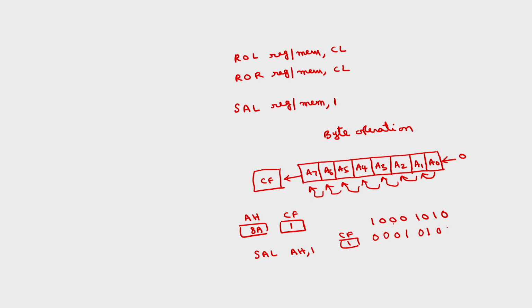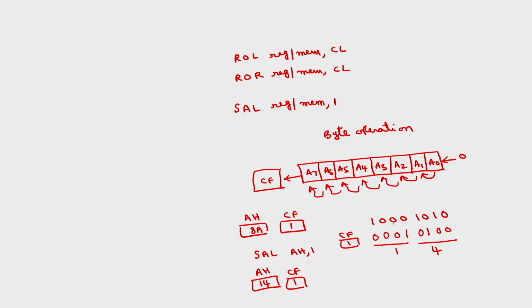Now here, so many zeros will be added. So here this position will be loaded with zeros. So this becomes 1, 4. So the contents of AH becomes 14H and carry flag will be anyhow set.